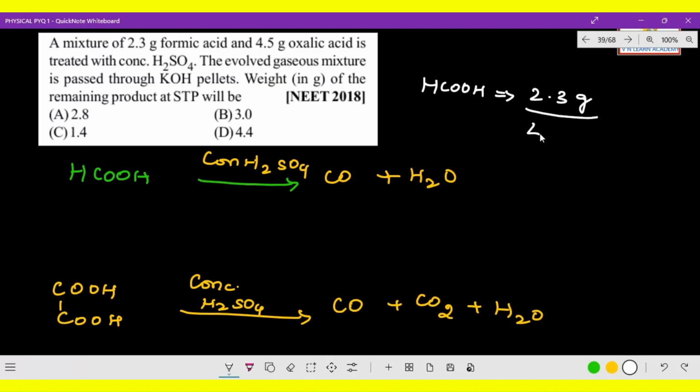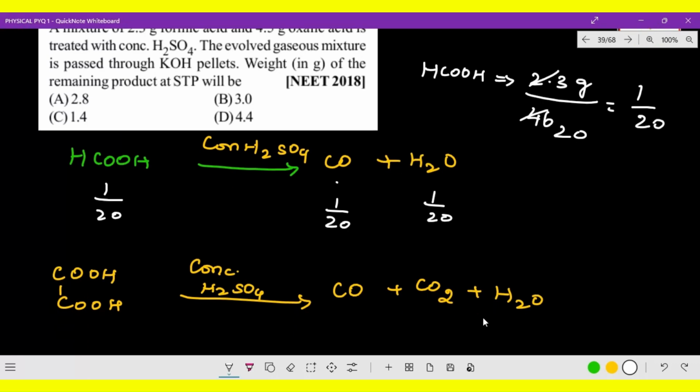46.03, right? 46 you'll be getting. So what is the answer here? Suppose you are removing that point, you'll get 1 by 20. So 1 by 20 moles. Initially, when the reaction starts, you'll be getting starting point 0, 0. After that, you'll be getting 1 by 20, here also 1 by 20.